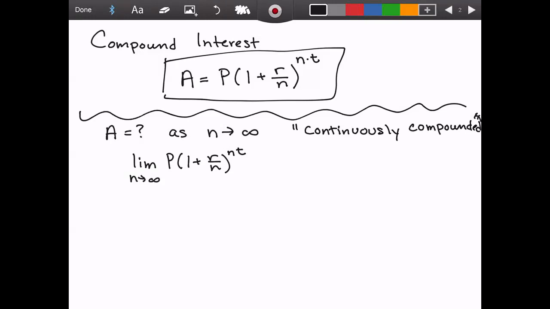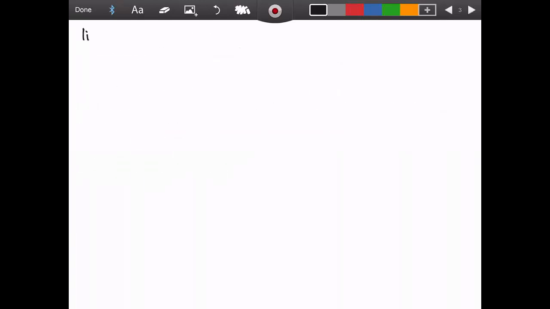All right, to approach this, we're going to need to know a lot of different limit rules. Maybe we should even start this on a separate page. So we want to find the limit as n approaches infinity of P times 1 plus r over n raised to the nt. Some of the rules we're going to need to know, just because I've done this before and I'm familiar with where we'll wind up going, is we do have a definition.